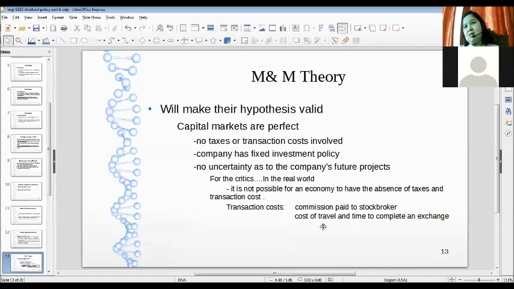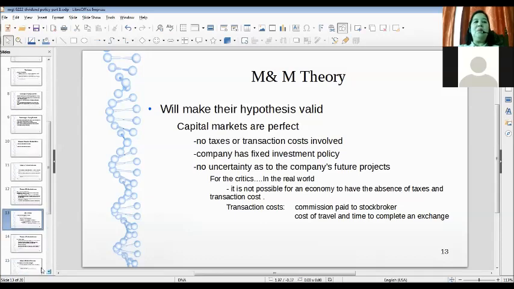Okay? Ano ba yung transaction cost? The transaction costs are the commission paid to stockholders. And also another kind of transaction cost is the cost of travel and time to complete an exchange. Di ba? Kasi class, when you buy stocks, merong broker. Hindi ka naman pwedeng pumunta, halimbawa, gusto mo bumili ng stocks, sa stock exchange. Pabili nga ng 100 stocks ng BDO. No, hindi ganun. Makikipag-connect ka sa broker. And that broker, you need to pay a commission plus other fees. Okay? So, yun ang sinasabi ng MM, but ito naman ay ino-oppose ng mga critics because there's no such thing in the real world. Okay. So, yun ang sinasabi ni MM.